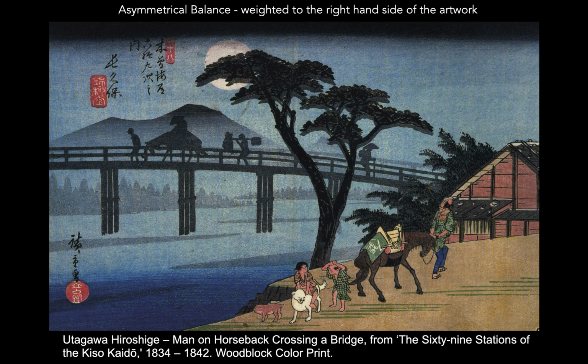So when an artist uses asymmetrical balance, they will put most of the weight on one side. And here we have it weighted in the bottom right-hand corner, and there is a counterweight. It is the bridge with the people near the left-hand side that is balancing the weight on the right-hand side. You need both of these two things to explain how the artist has balanced this artwork.